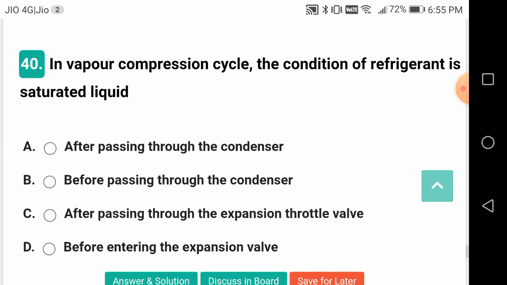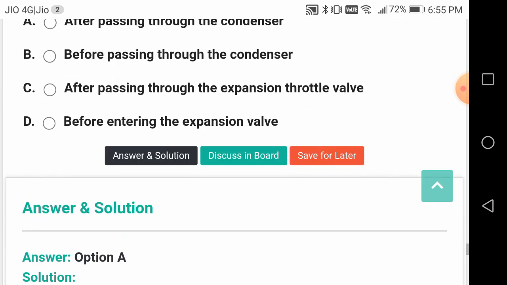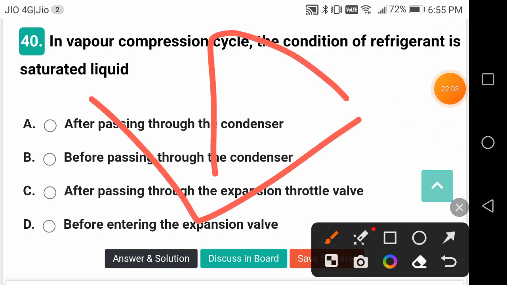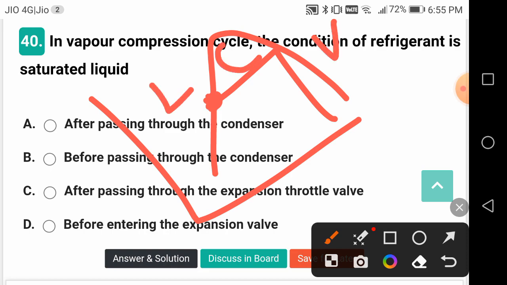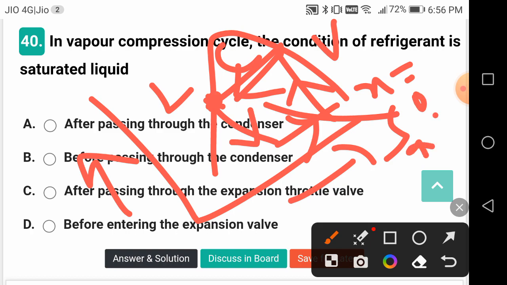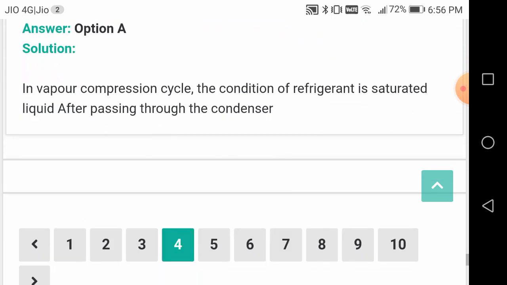In a vapor compression cycle, the condition of refrigerant is saturated liquid where? After passing through the condenser. So it will be like this, right? So here, this is the condenser. So this is a liquid line, this is a vapor line. Evaporator, compressor, condenser and expansion valve. This is your TS diagram, right? So here, after the condenser, after being cooled, it will be totally saturated liquid, saturated vapor. In between, it is wet vapor, dryness fraction, something like 0.9, etc.